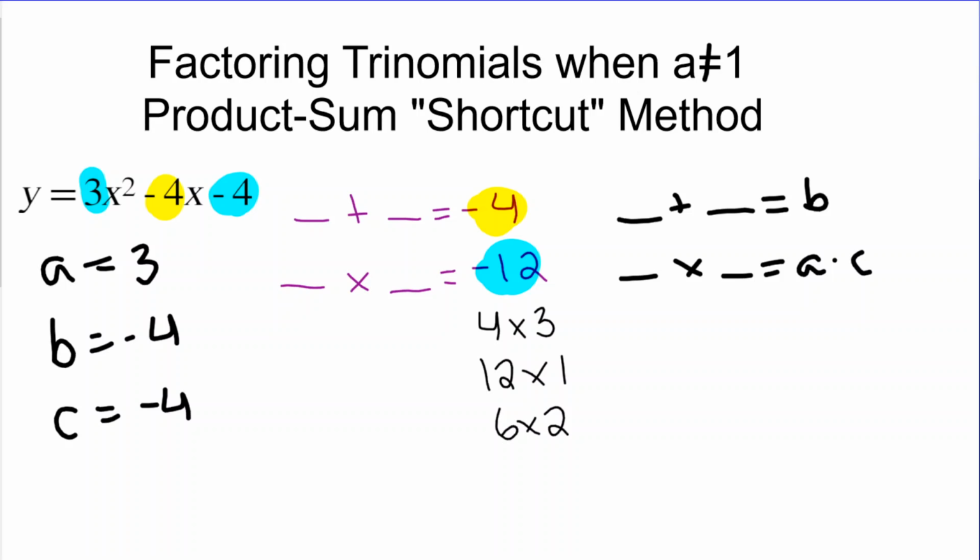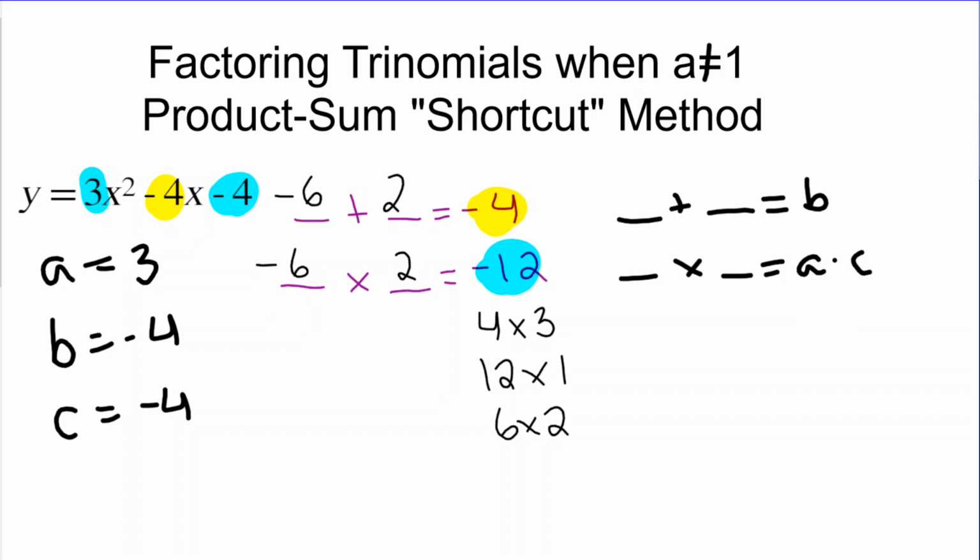Because I'm multiplying to a negative product, I need to have one term negative and one term positive. If I make my 6 negative and my 2 positive, -6 plus 2 gives me -4, and -6 times +2 gives me -12. So these are the numbers we're going to work with.